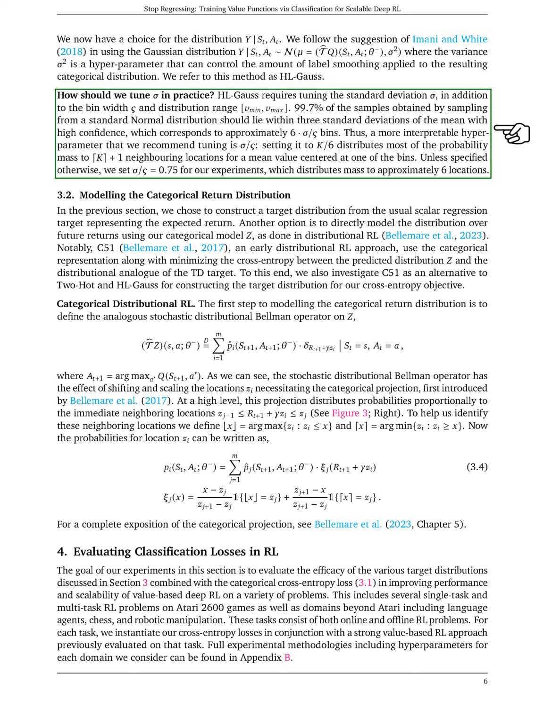Tuning the standard deviation, in addition to the bin width and distribution range, is crucial. We recommend adjusting the ratio of the standard deviation to the bin width to control how the probability mass is distributed across neighboring locations. In our experiments, we set this ratio to ensure that the mass is spread across approximately 6 locations, providing a balance between accuracy and smoothness.